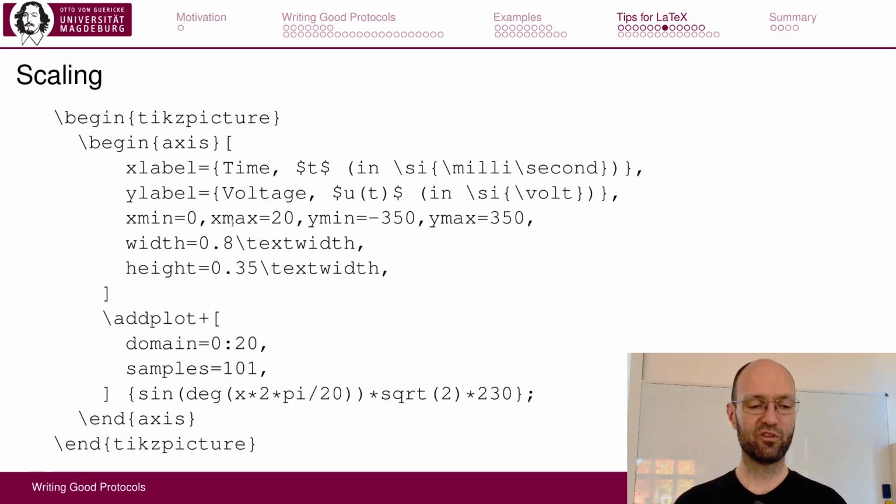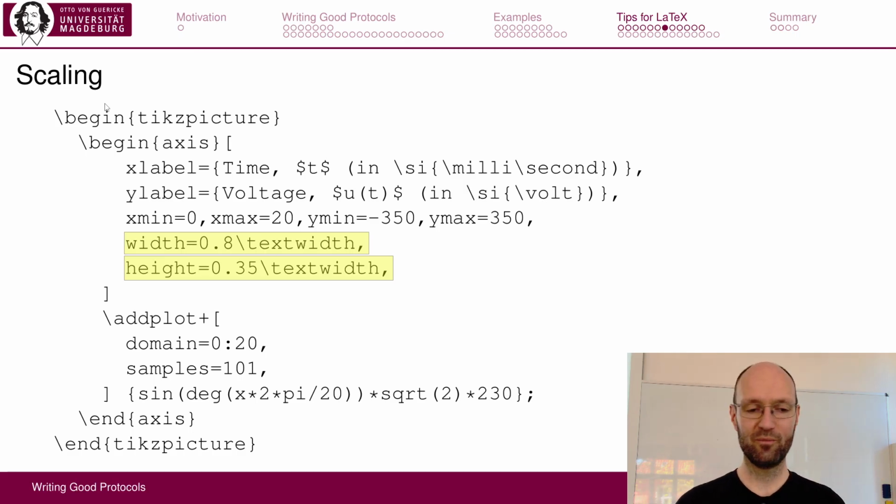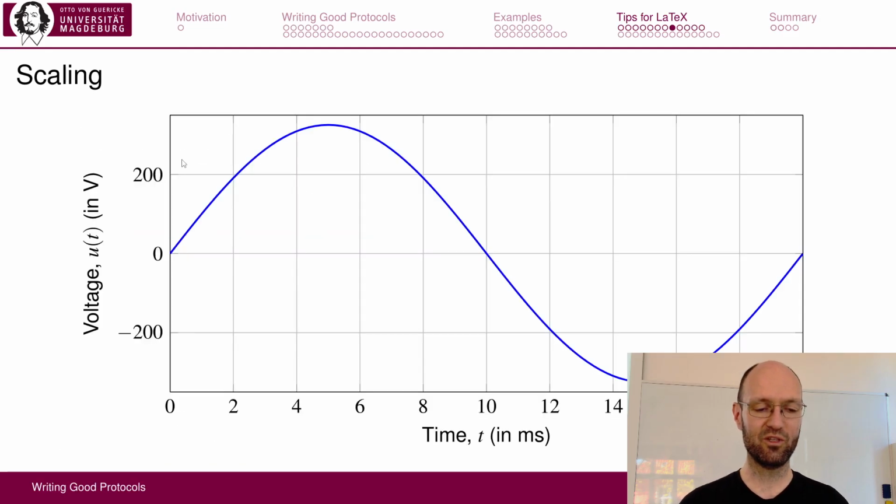Okay, next step is maybe we can adjust the size. So we can say, okay, the width of this figure should be 80% of the text width. The height should be 35% of the text width. The source code is getting a bit more complicated, a bit longer, but still everything is quite understandable. And now the figure got wider and maybe a bit higher.